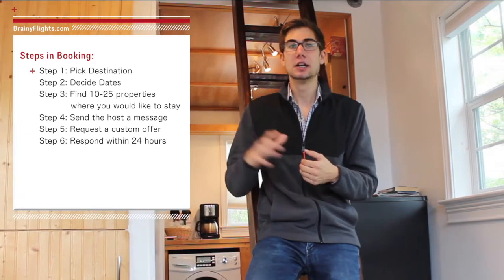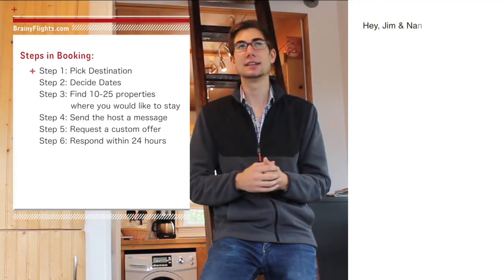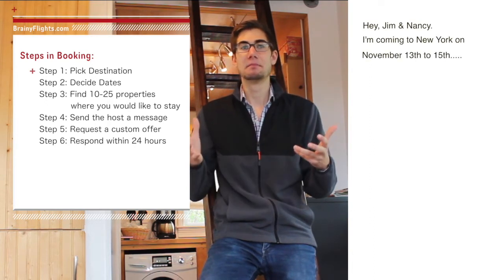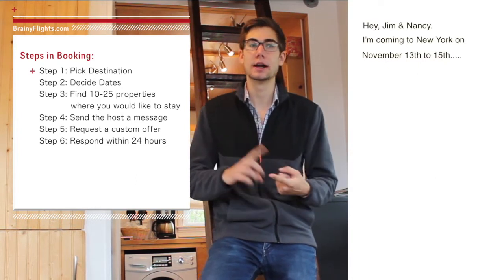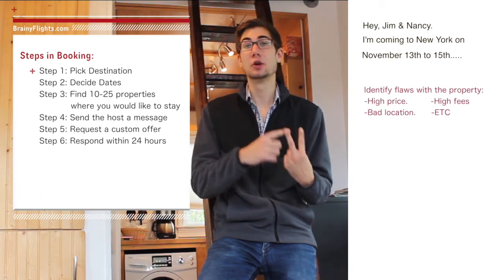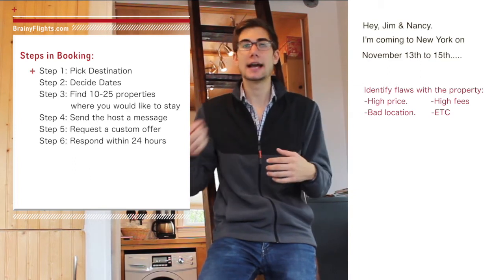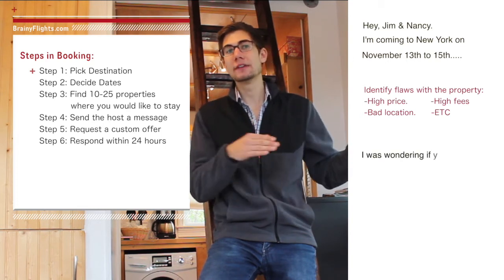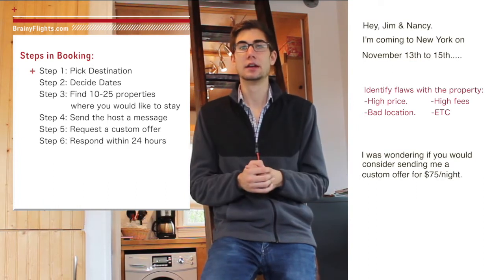But essentially my template starts with a very quick and easy greeting. Hey Jim and Nancy, I'm coming to New York on November 13th through 15th and whatever, right? Then I usually point out something that could be better about the property. So maybe it's a little bit high priced, maybe the proximity to where I want to be is a little bit far. It can be anything. But essentially you point that out and then you ask for the custom rate. So if this place is $100 a night, I say, I was wondering if you would consider sending me a custom offer for $75 for the night, right?